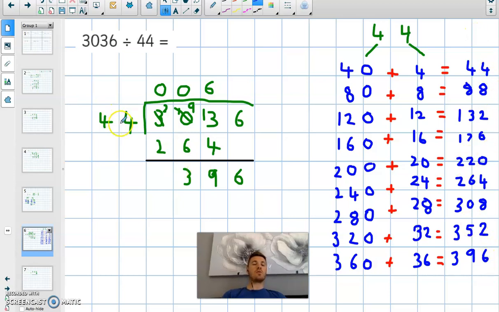So we know that 44 goes into this number equally and does not have any remainders. So we need to count up how many times it goes in and put it on top of our bus stop. So there's 1, 2, 3, 4, 5, 6, 7, 8, 9. So 44 goes into 396 9 times with no remainders. So our answer is 96.